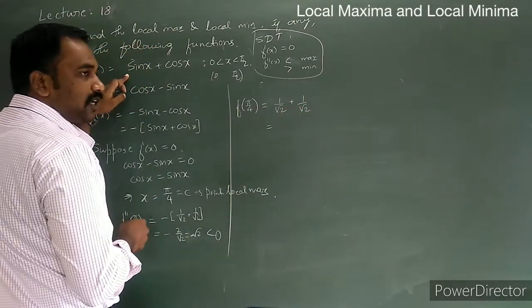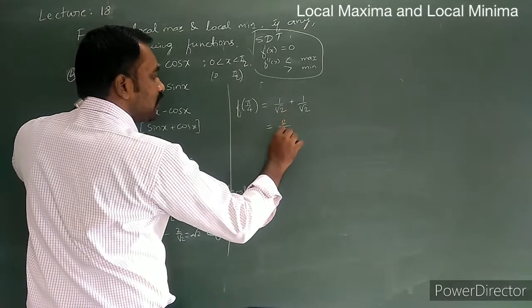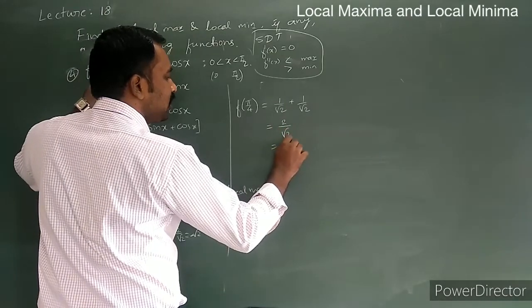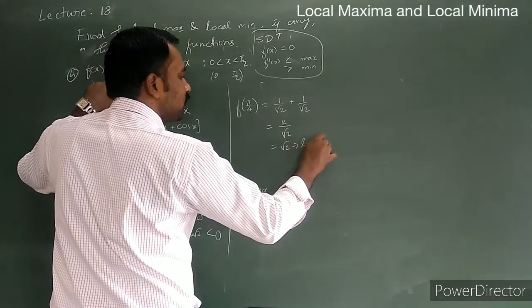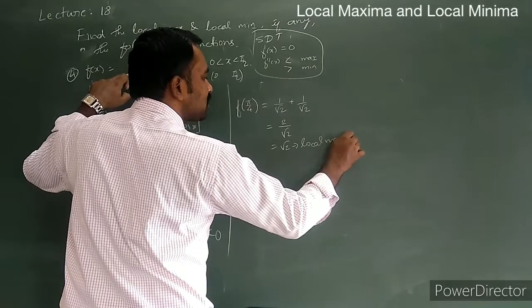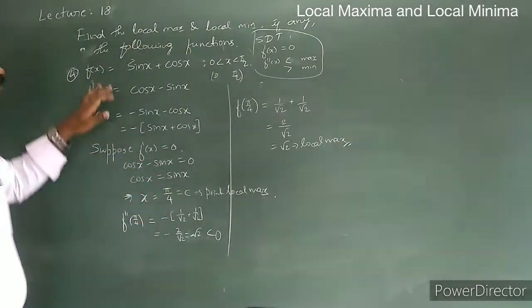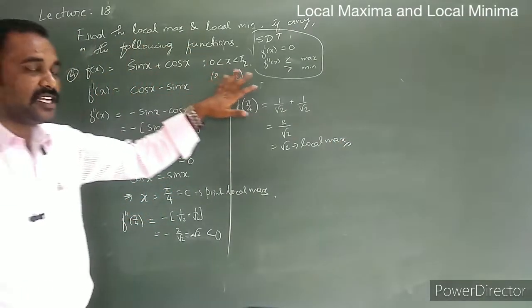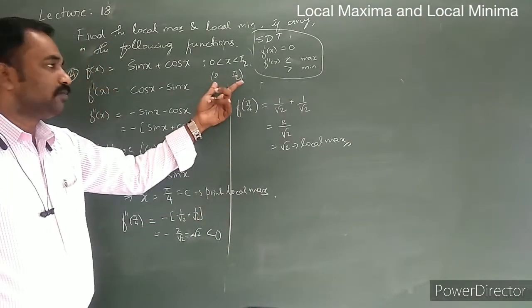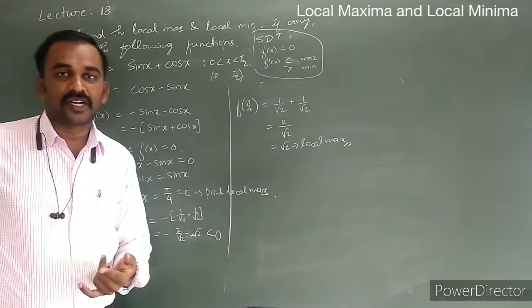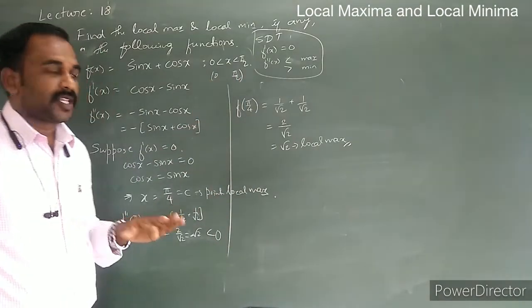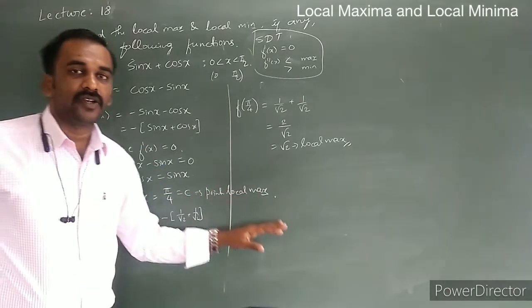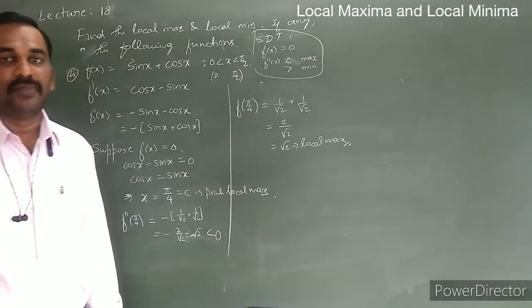So what is 1 by root 2 plus 1 by root 2? It is 2 divided by root 2, which means that root 2 is the required local maximum value for the function sin x plus cos x in the first quadrant, in the open interval 0, pi by 2. So this is how we have to find the local maximum and the local minimum.